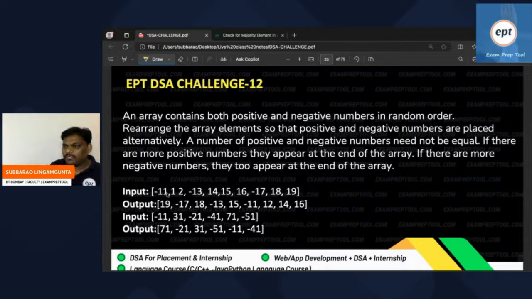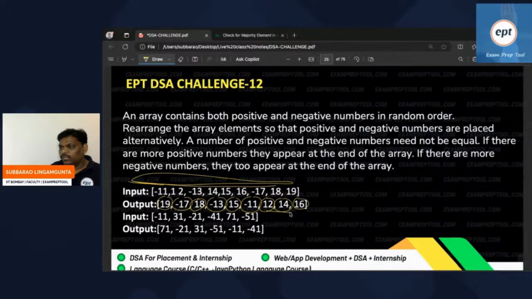I gave some examples also. Can you see these examples? This is the given array. If you see the output: positive, negative, positive, negative, positive, negative, positive, positive, positive. See, if positives are more, they will be at the end. Now one more input, this one. This is the input given. Second input given this. So you see the output: positive, negative, positive, negative, negative, negative. I hope the problem is clear.